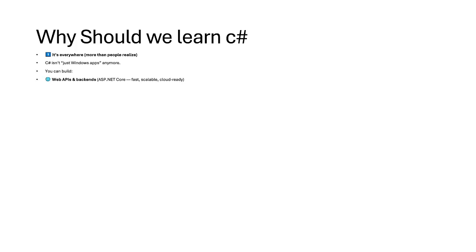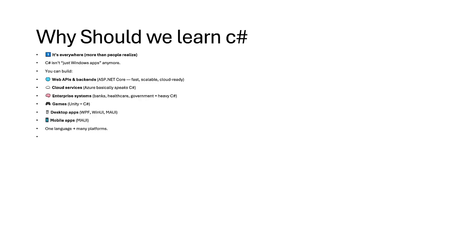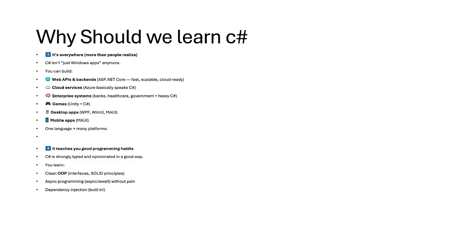It is everywhere. More people realize C sharp is not just for business apps anymore. You can build web APIs, like I am showing in the presentation window. We can see it in cloud services, enterprise systems, games, desktop applications, and mobile apps. One language can be used on many platforms, right? Also, it teaches you good programming habits. C sharp is a strongly typed language with clean OOP concepts.